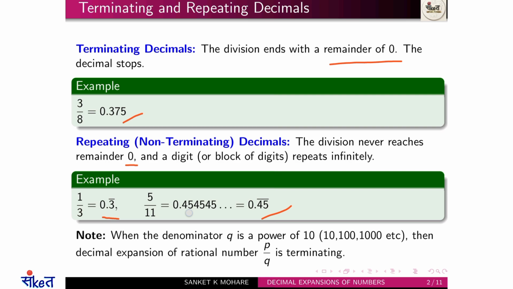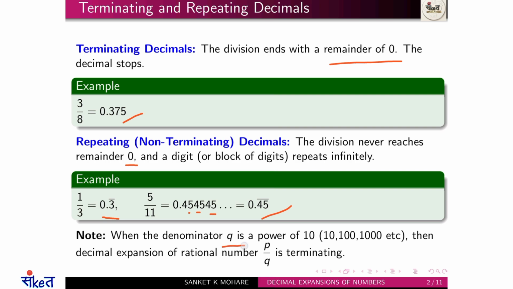So what we understood is, in terminating decimal expansion, the remainder becomes 0, whereas in repeating decimals, the remainder is never 0. And when the remainder is not 0, it means either a digit or a block of digits is repeated. Block of digits means here two digits are repeating, 4 5 4 5 4 5. So this is a block of digits. They are repeated.